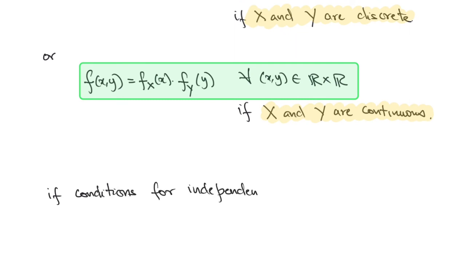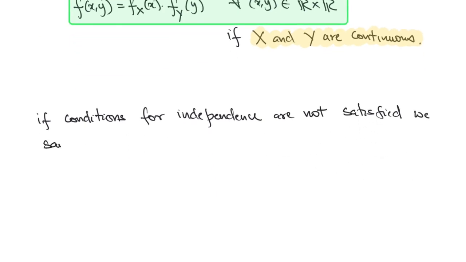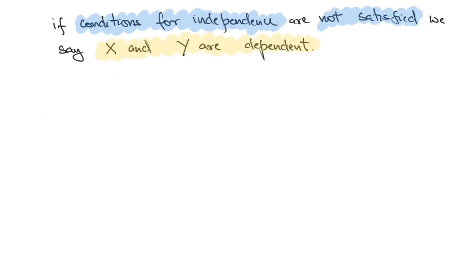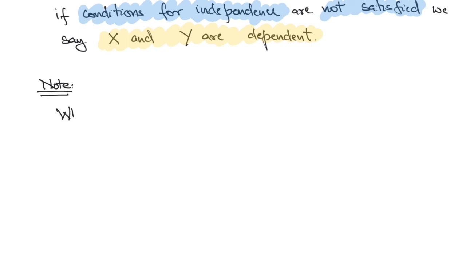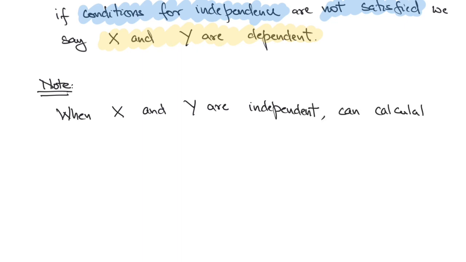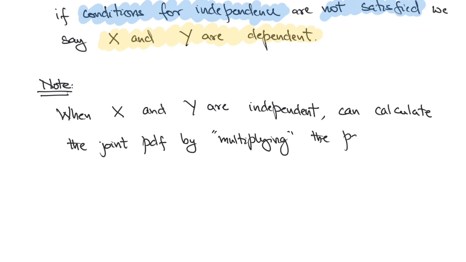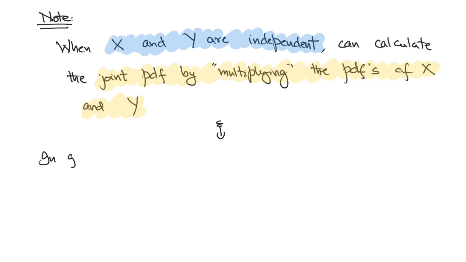If the conditions for independence are not satisfied, we will say that the random variables x and y are dependent. Note that when the random variables x and y are independent, we can calculate the joint PMF or joint PDF by just multiplying out the PDFs of x and y. However, in general, it is quite difficult to calculate the joint PDF or the PMF of a pair of random variables.